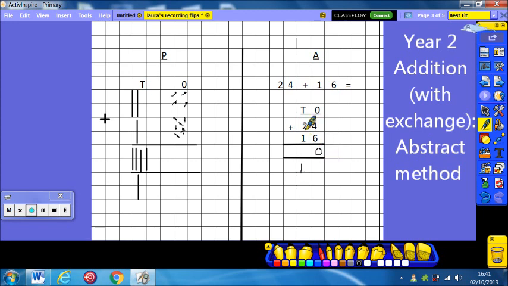Now we're going to add up the tens column. There are 2 tens. Add 1 ten equals 3. And then the 1 underneath, there are 4 tens altogether. Therefore, 24 add 16 equals 40.